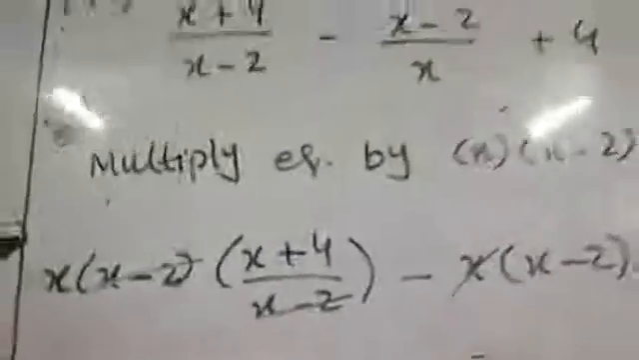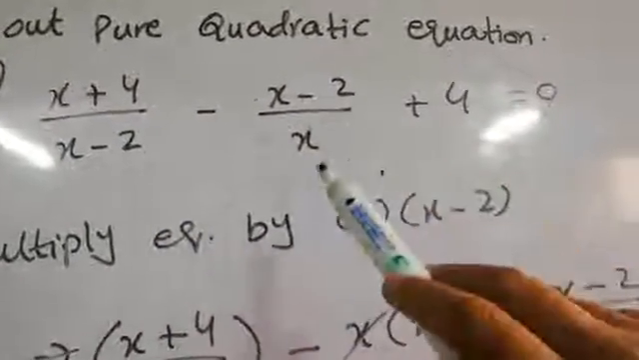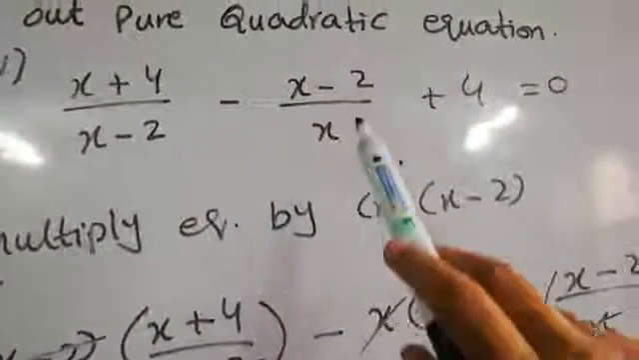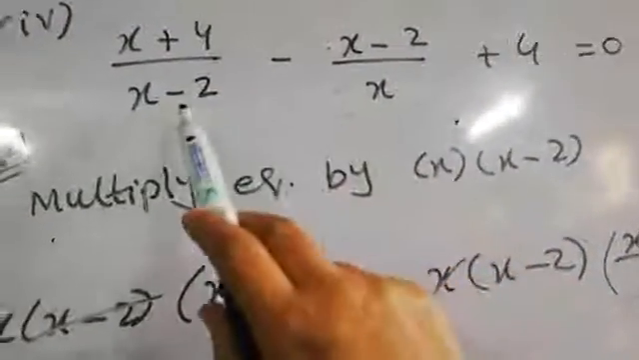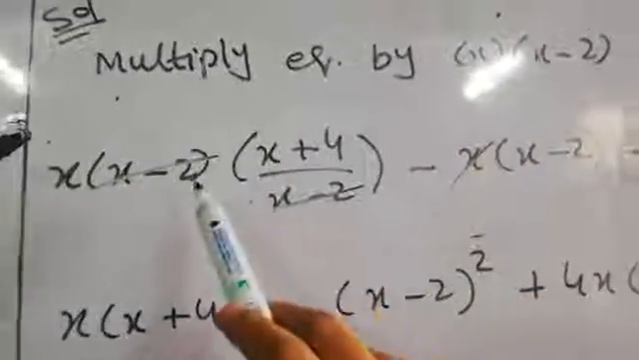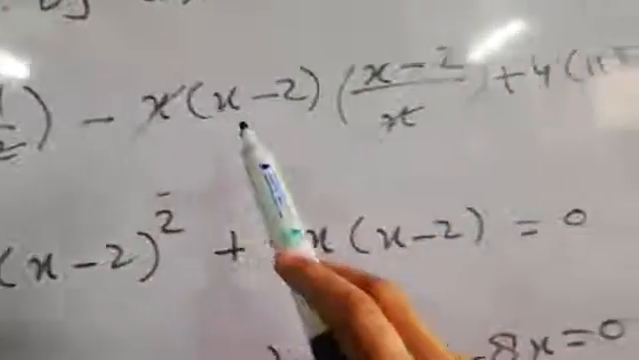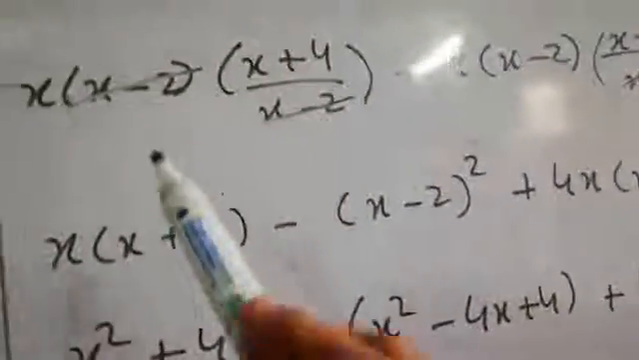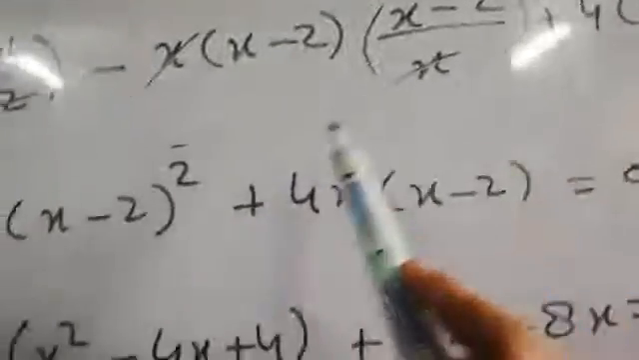Now part number 4: x plus 4 divided by x minus 2 minus x minus 2 by x plus 4 equals 0. Again we have denominators. So first of all we will remove the denominators by multiplying each and every term of the equation by x minus 2 into x plus 4. When we multiply every term, x minus 2 will be cancelled here, x plus 4 will be cancelled by x plus 4, and here we have 4x into x minus 2 equals 0. So we will multiply x plus 4 with x plus 4, and these are similar values, so take the square, and this 4x into x minus 2.